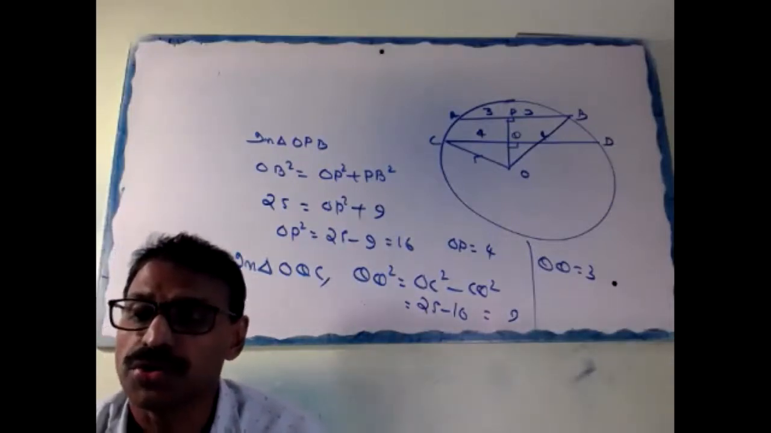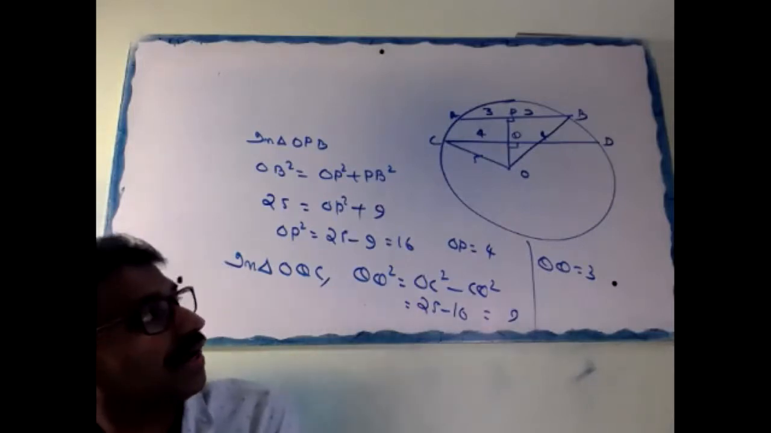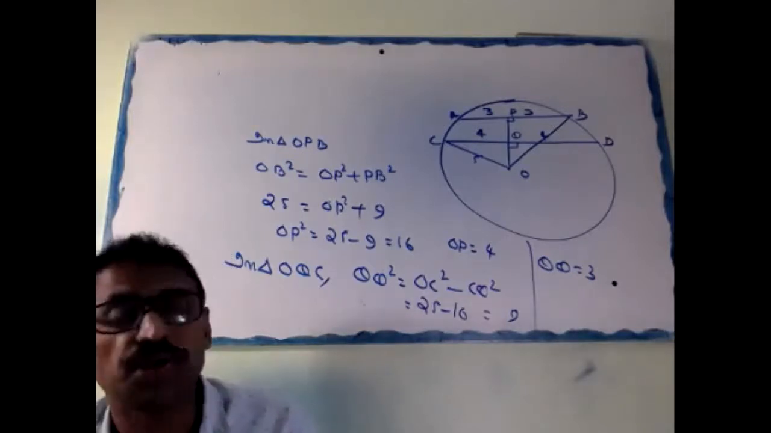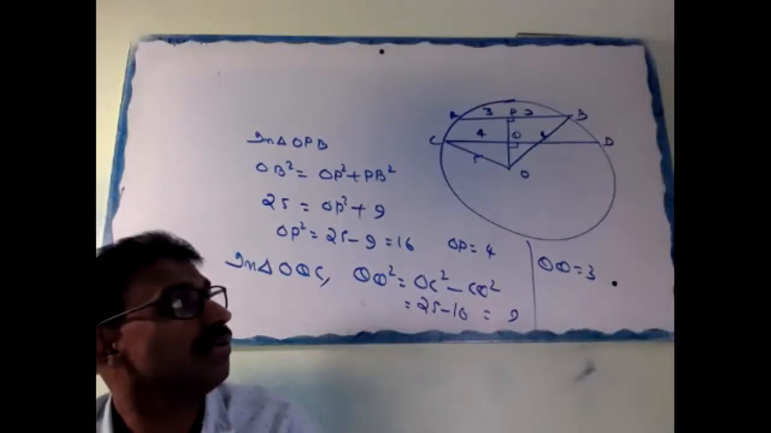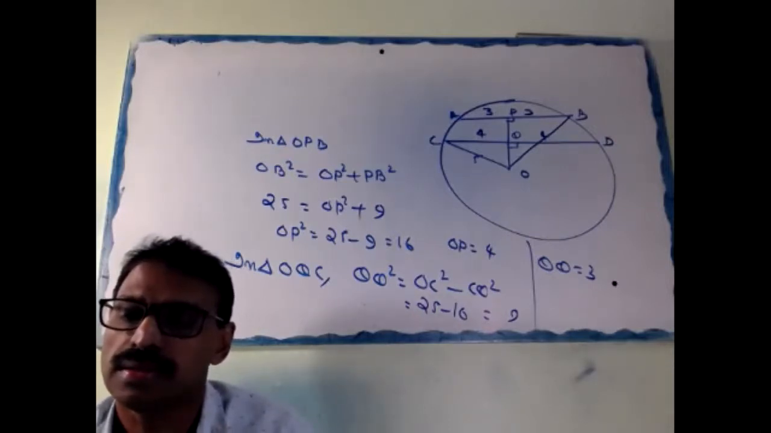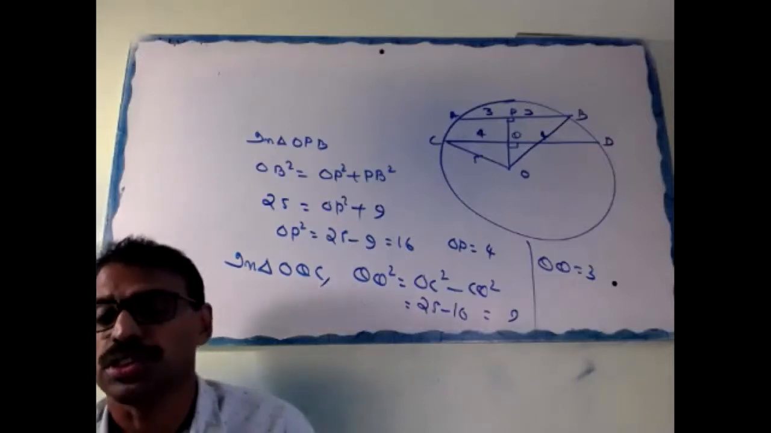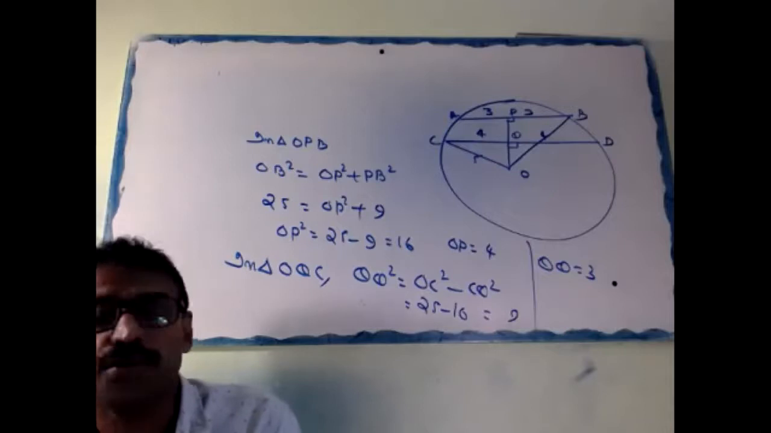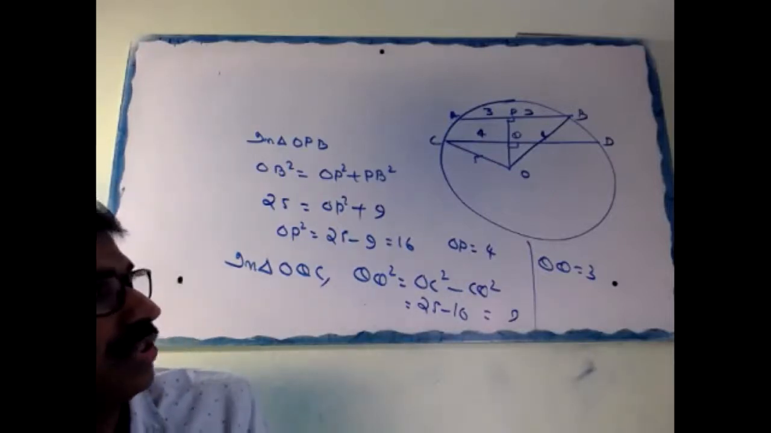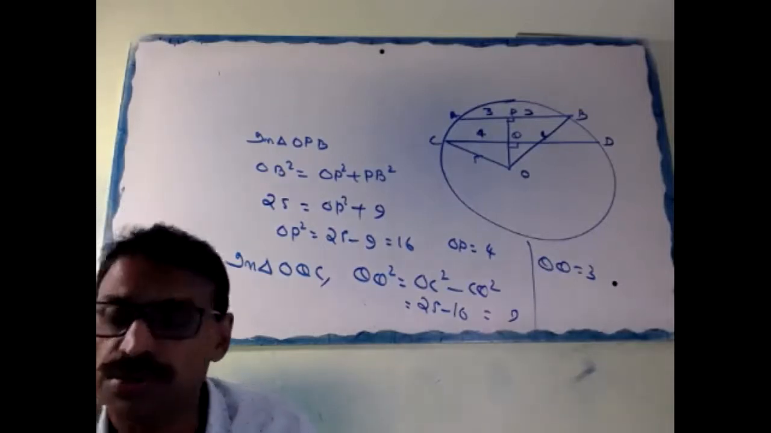If not joined, you ought to see how you can find out. I want to find OQ. Aditya, we need OQ. Without joining, ought to see how we'll find out. If we need OQ without joining OC, how can we find out? We need OP, so we join OP. We need OC, OQ, we join OC. Clear now?